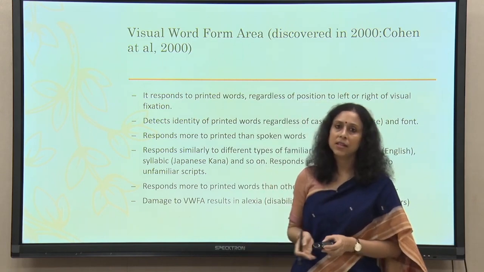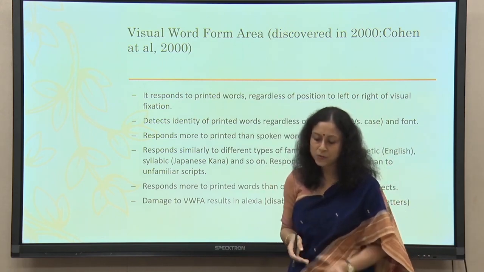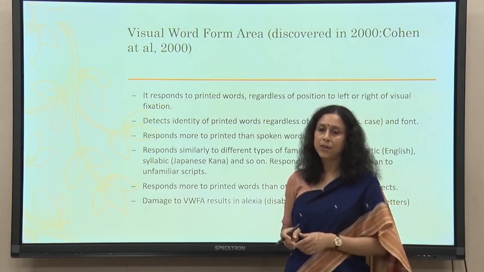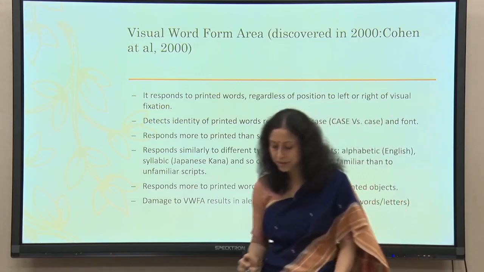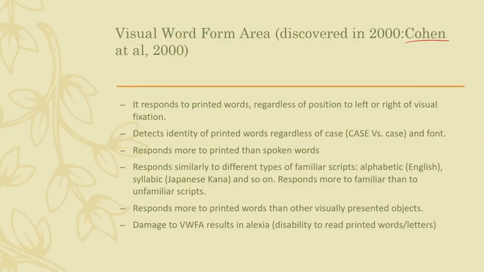One very important discovery in this domain was that of the visual word form area in 2000. It is a comparatively recent development, by Cohen et al. They found that there is a particular domain in the brain which is responsible for forming words. So, the visual word form gets processed in this area. It has a lot of functions, and much research is still going on as to what other processes take place there, but primarily we have listed some here.